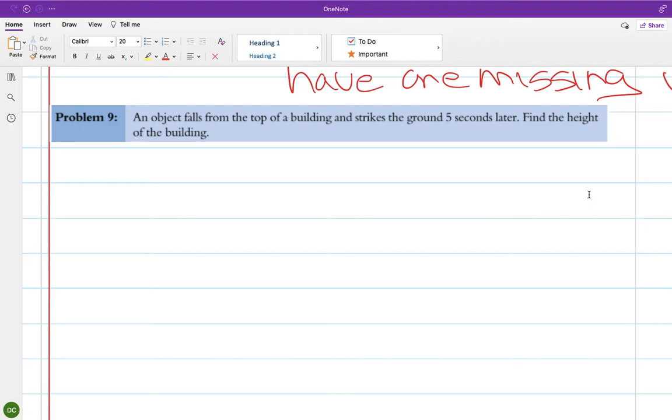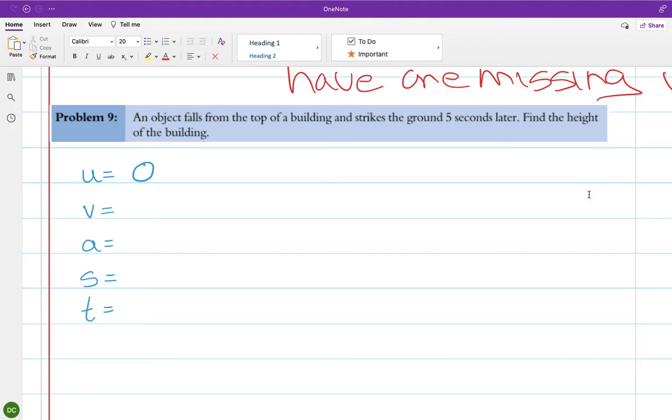U, V, A, S, T. So these are all our possible variables. So an object falls from the top of a building. Again, we're assuming that if it fell from the top of a building, it was either sitting on the top and just kind of rolled off, or someone was holding it and it was dropped. So its initial speed, U, is going to be 0.